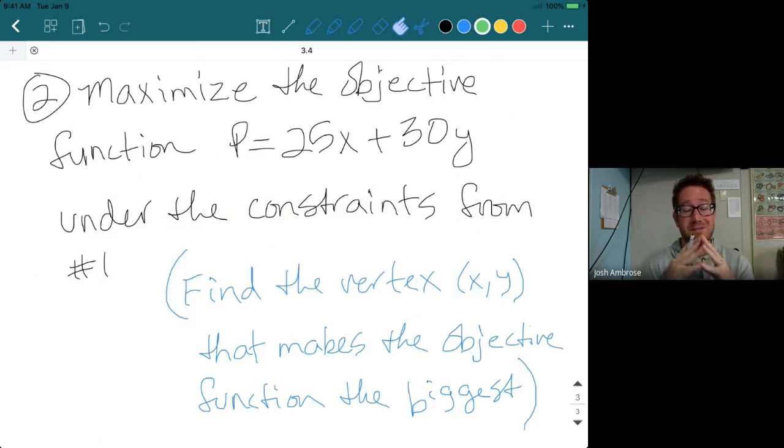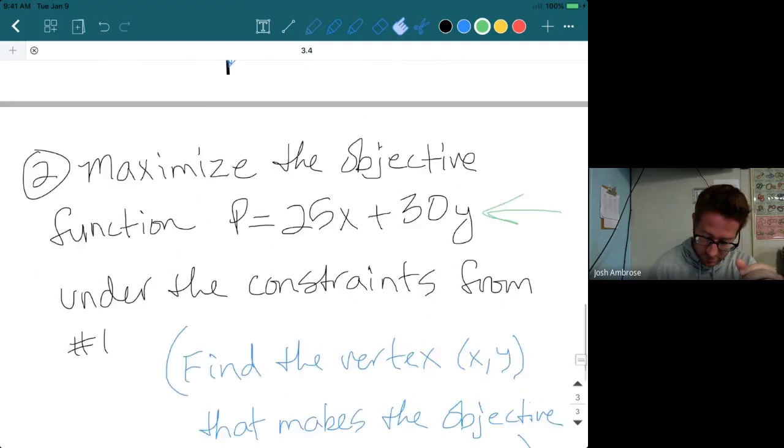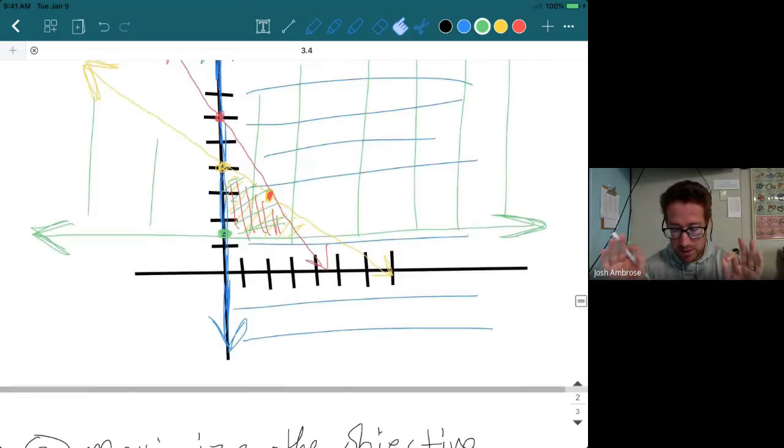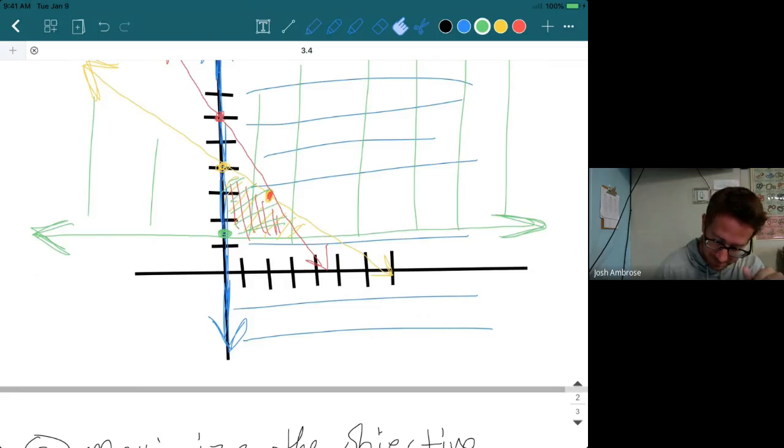Now, we're going to find the vertex. That's, in other words, find the point x and y that makes this equation right here have the biggest answer, the biggest value. Okay, so what we have to do is go and find all of the vertices from this equation right here. Okay, and so one of the vertices, there we go, let's get our marker back.